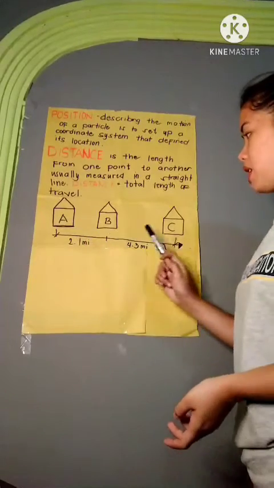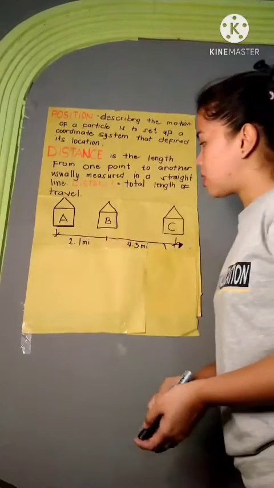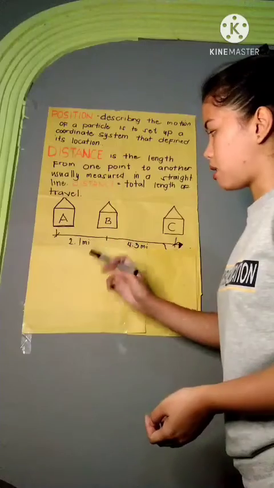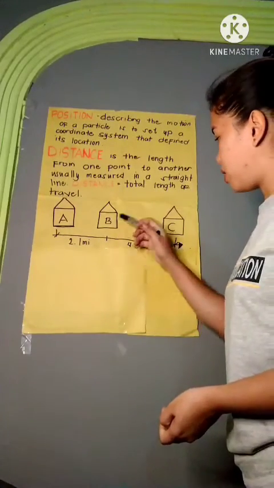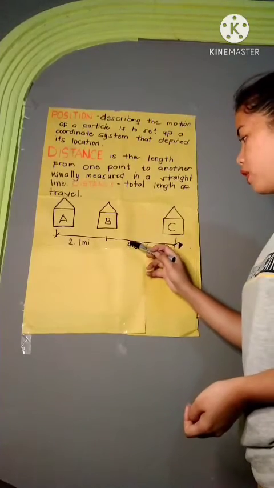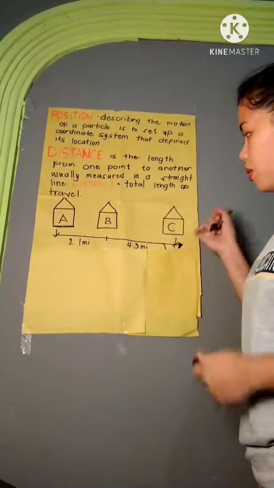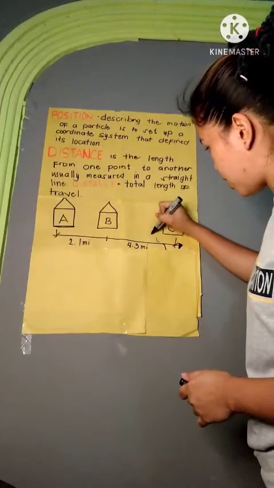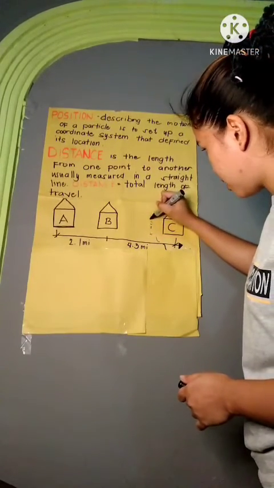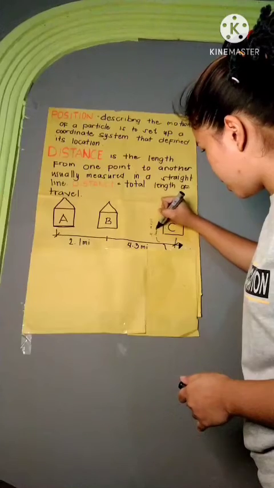House A, House B, and House C. Let's say, yung distance po ng House A to House B is 2.1 miles, and ang House B to House C is 4.3 miles. Ito pong straight line na to, ito po yung x-axis natin. Ang coordinate system po.